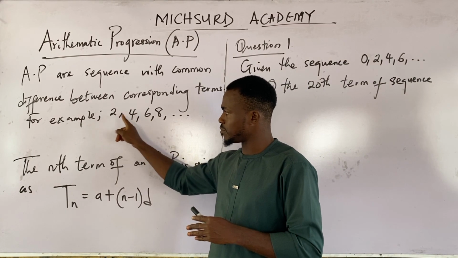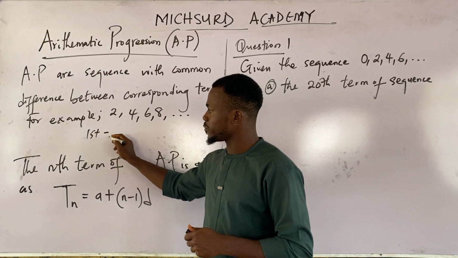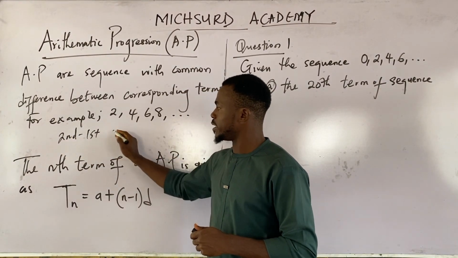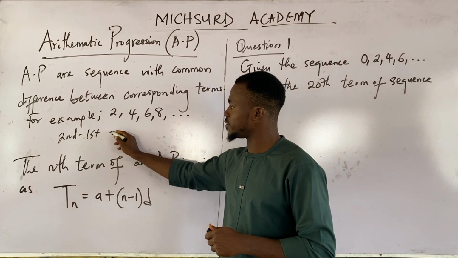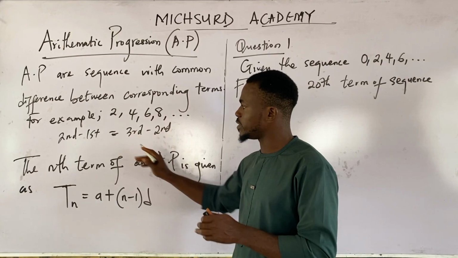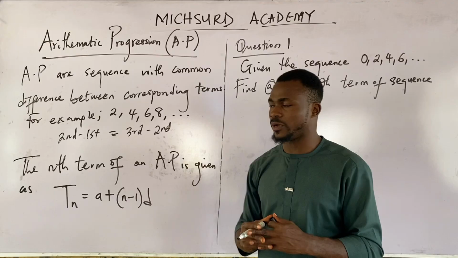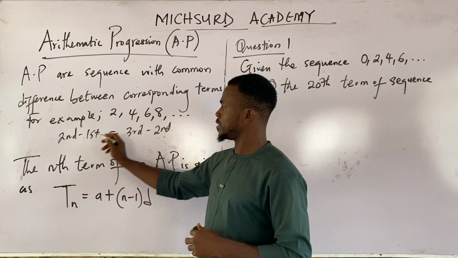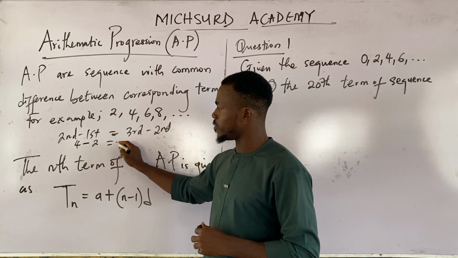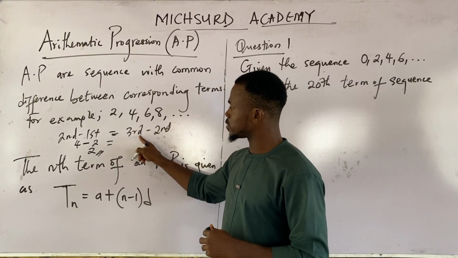So this is the first term and this is the second term. If we subtract the first term from the second term, we also see that it is equal to the third term minus the second term. If the difference here is equal to the difference here, then we have an AP sequence. So the second term is 4 minus the first term, 2. That will give us 4 minus 2 is equal to 2. Now let's do the third term minus the second term.